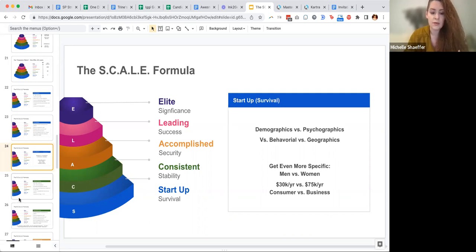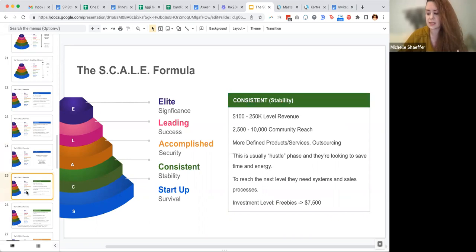The next level that you move into is the consistency level. And this is where businesses are starting to be a little more stable, a little more consistent. They've got 100 to 250K level revenue at this point. Their community reach is bigger, and they have more defined products and services. They're probably outsourcing some things at this level. They may not have a team yet, but they at least know how to use like Fiverr. They know how to outsource pieces of things, right?